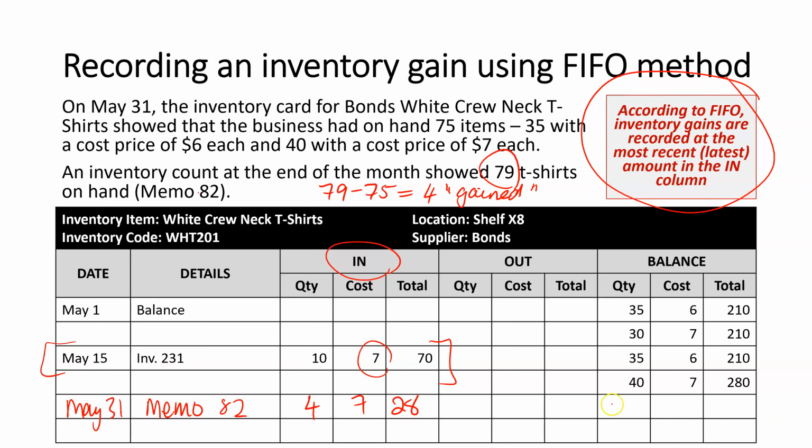So looking at our balance, we still have 35 of the $6 units, so for a total of 210. And now we have 44 of the $7 units for a total of 308.